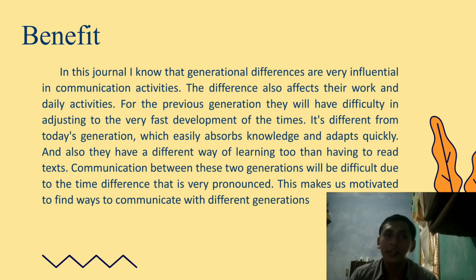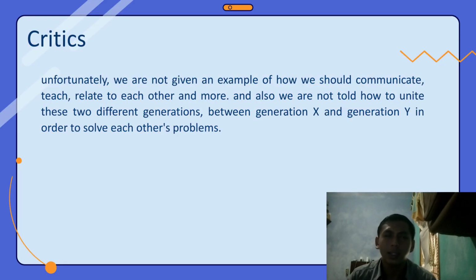Communication between these two generations will be difficult due to the time difference that is very pronounced. This makes us motivated to find ways to communicate with different generations. But unfortunately, we are not given an example of how we should communicate, teach, relate to each other, and more. And also, we are not told how to unite these two different generations, Generation X and Generation Y, in order to solve each other's problems.